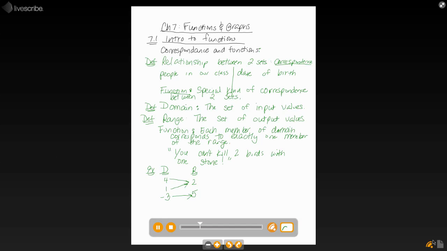Yes. Okay, so I took two stones, 4 and 1, and killed one bird. Right? I killed the same bird twice. But did I kill two different birds with one stone? The birds are on the right. No, I didn't. The 4 didn't go to two numbers. It only went to one number. So is this a function? Yes, it's a function.